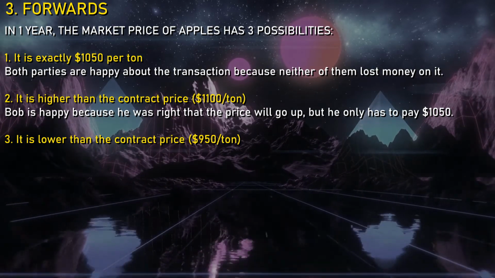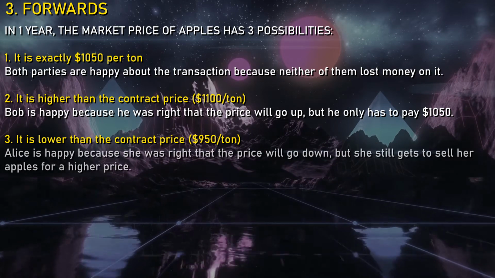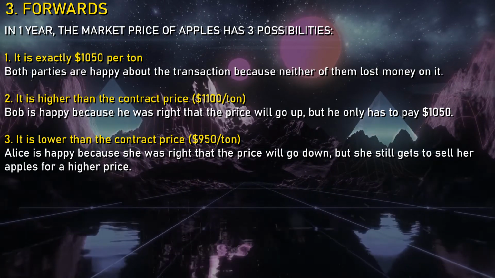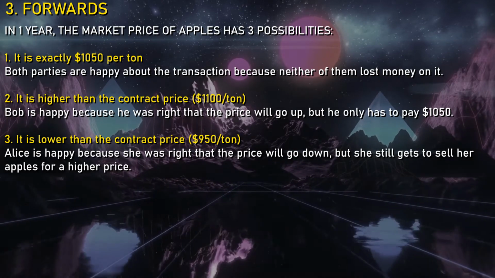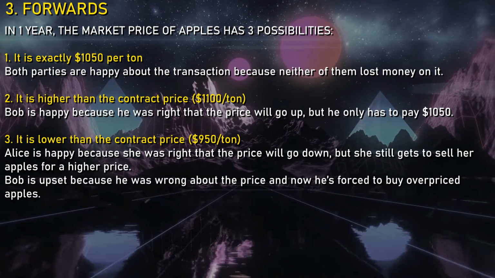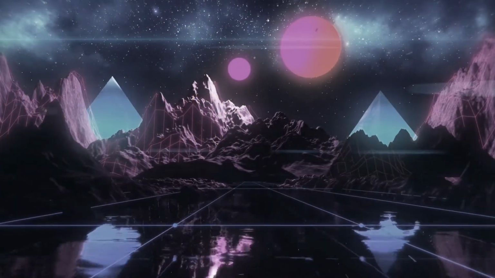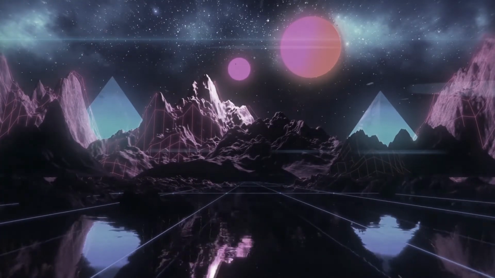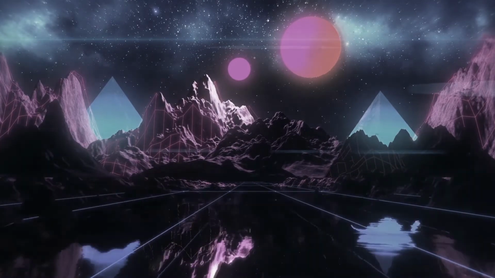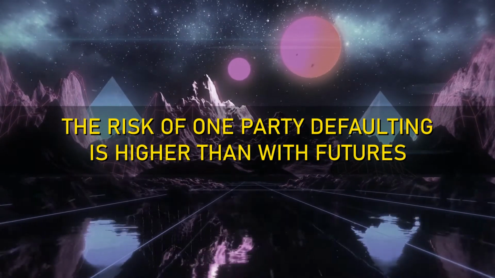The third possibility is that the price is lower than the contract price. Let's say it's $950 per ton. In this case, Alice is happy because she was right that the price will go down, but she still gets to sell her apples for a higher price. Bob is upset because he was wrong about the price and now he's forced to buy overpriced apples. Since forwards are between 2 parties and there's no exchange involved, no clearinghouse involved, and there is no margin, the risk of one party defaulting is higher than with futures.